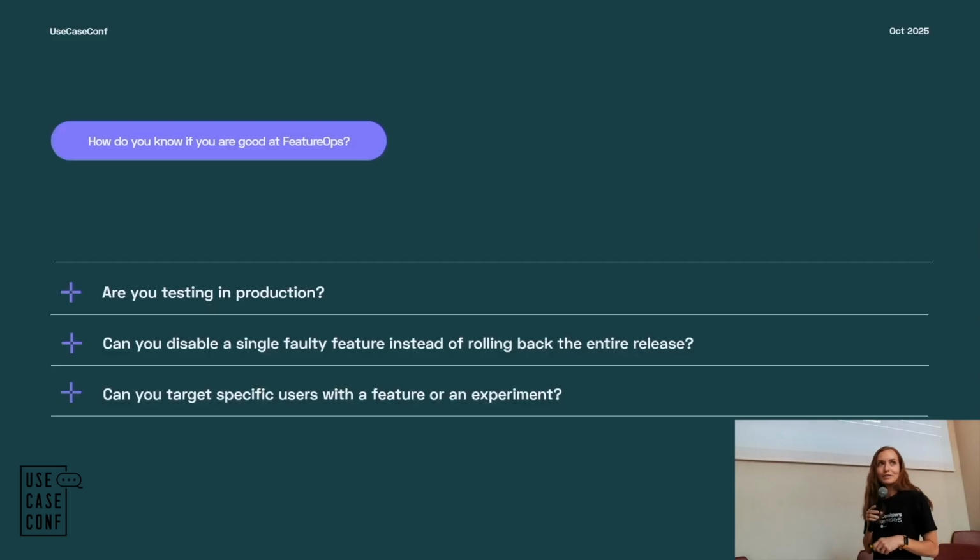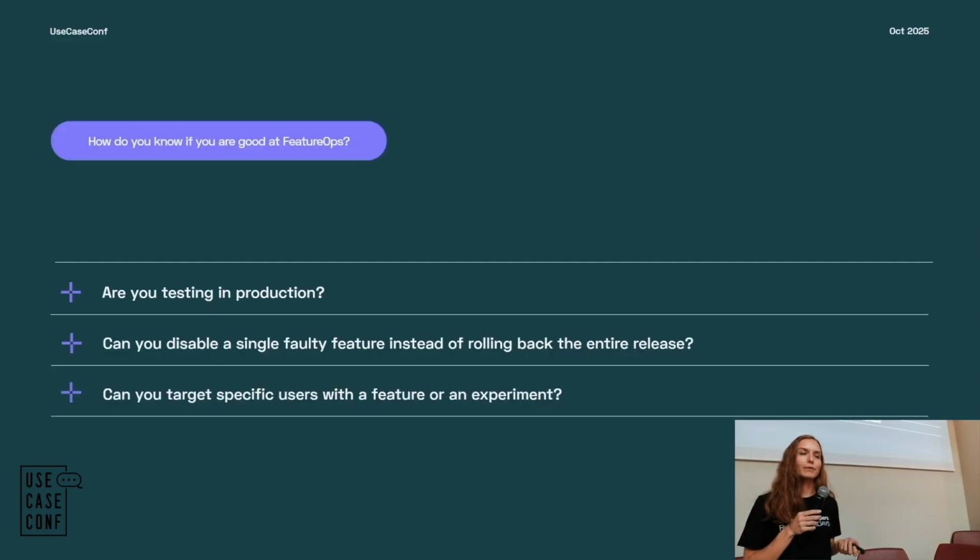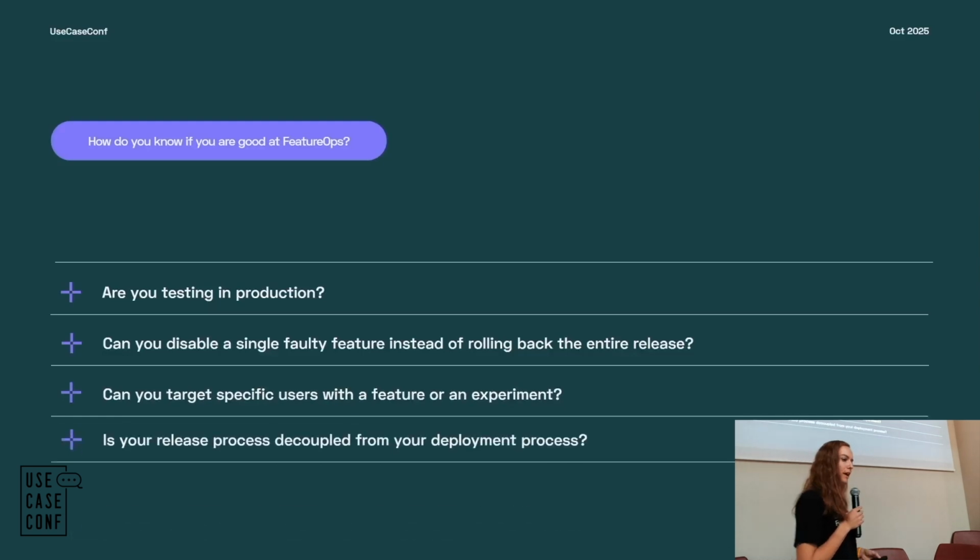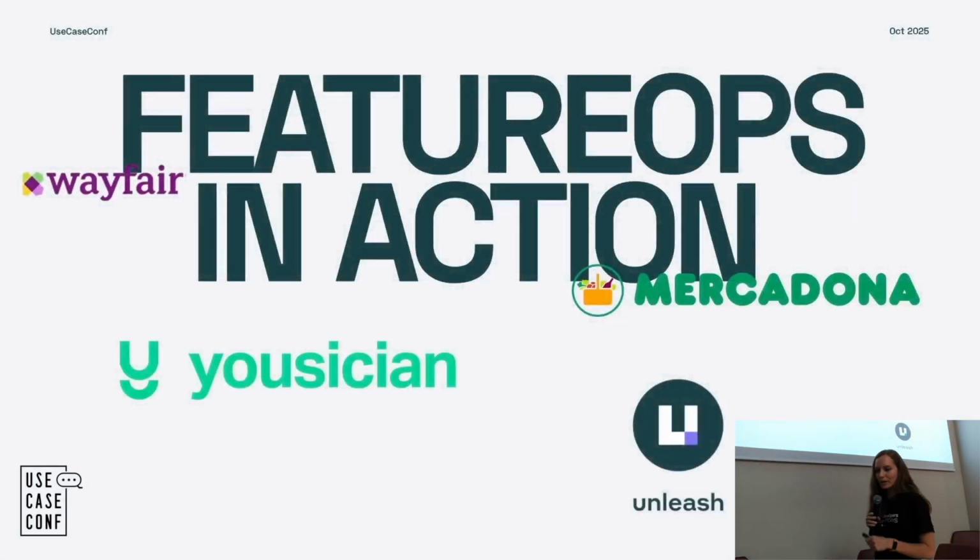Can you target specific users with a feature or an experiment? Like, can you enable something just for your cousin, for example? And is your release process decoupled from your deployment process? Today, we're going to look at a couple of different companies that are very good at all of the above.